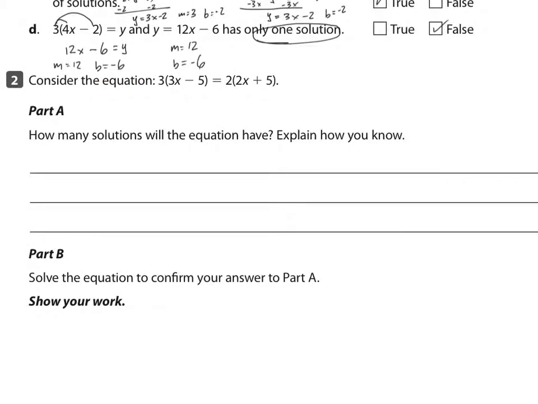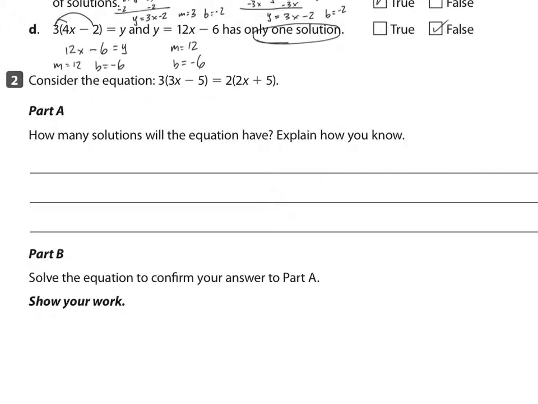For number 2, it says that you have an equation and it's asking you to determine the number of solutions. So if it has one solution, no solution, or infinitely many solutions. Now, part B is actually telling you to solve the equation to confirm your answer from part A. I'm not going to be checking which one you do first, so I'm going to tell you do part B first and then do part A. Part B will give you your answer to part A.